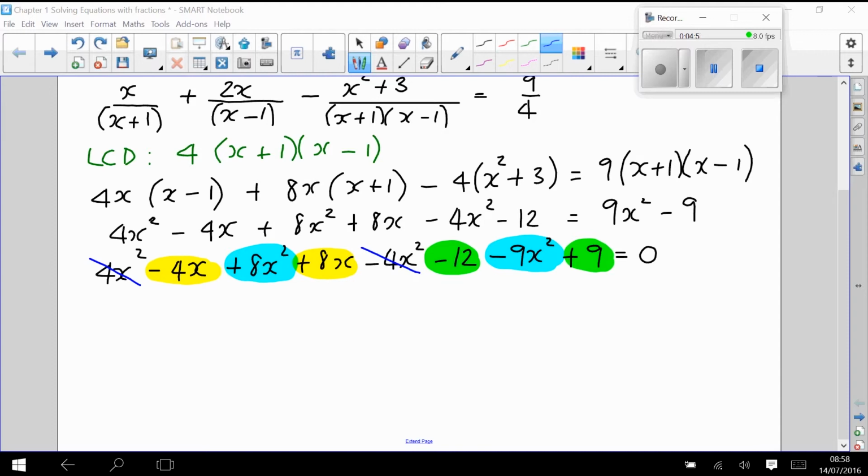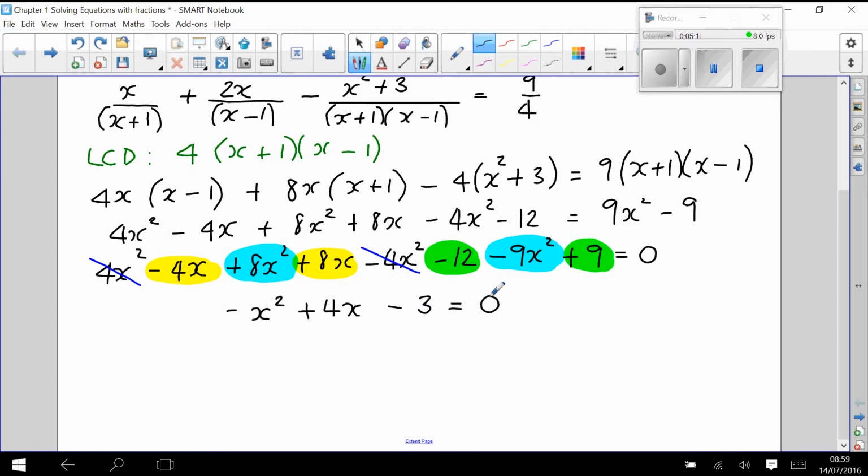So I'm going to add the x squared terms first, which gives me an answer of minus x squared. And then adding my x terms, I get plus 4x. And lastly, adding my constant terms, I get minus 3. All of this is still equal to 0.